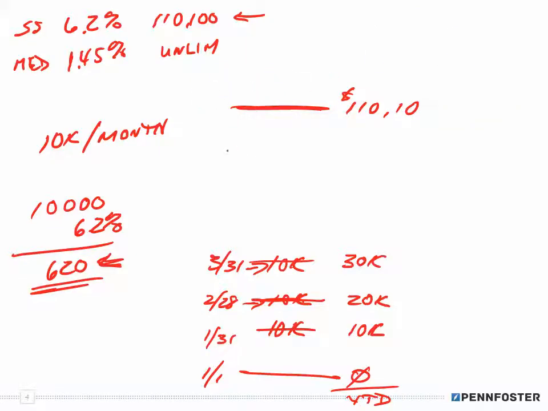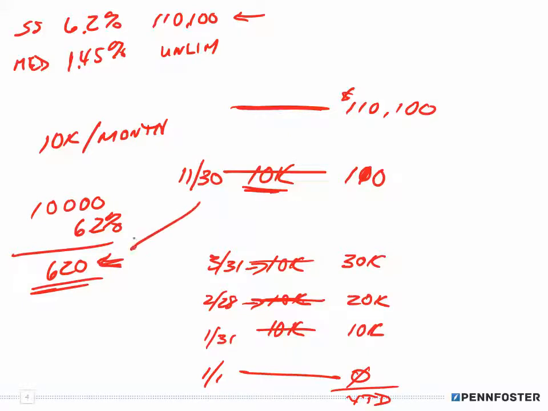If we're in the month of November and we get paid $10,000, that means our year-to-date is $110,000, right? And that $10,000 that we were paid is still below the limit, so we have to pay the full amount of $620. However, when we come to December and we're going to be paid an additional $10,000.